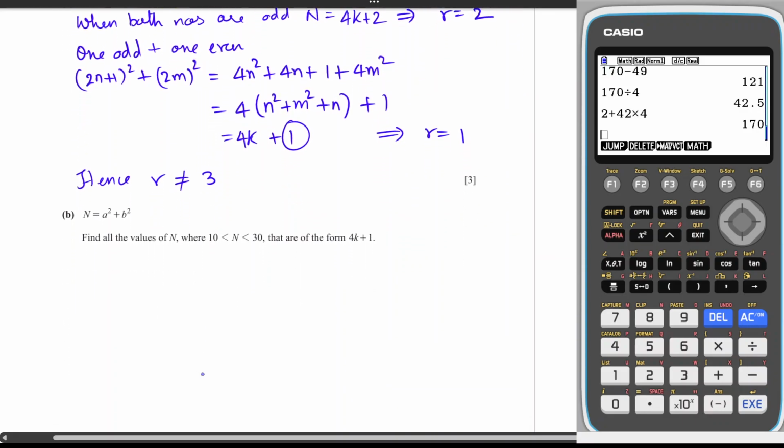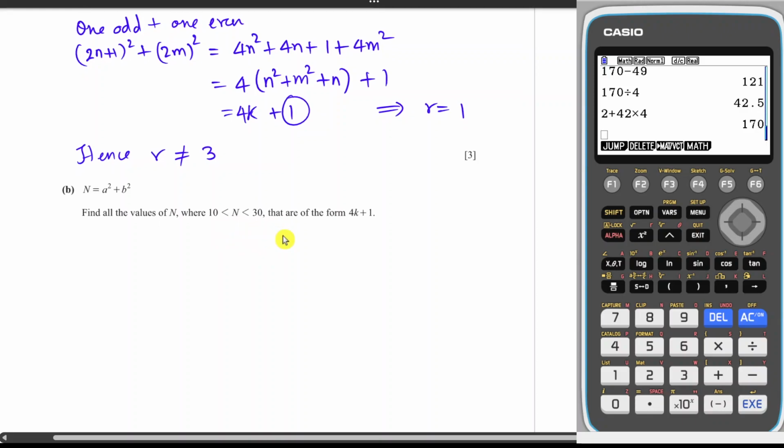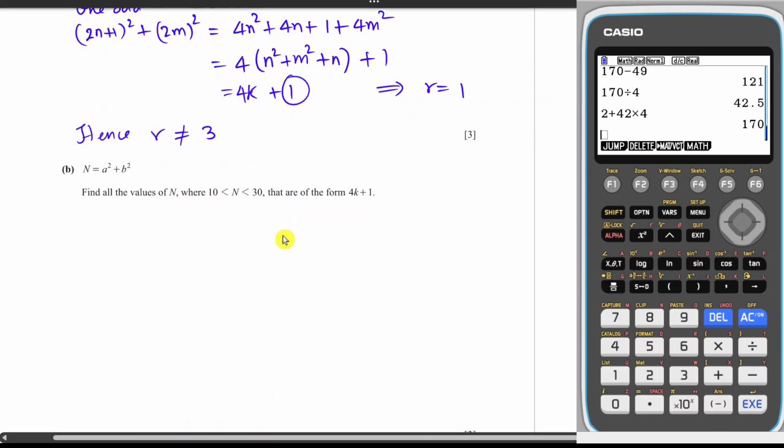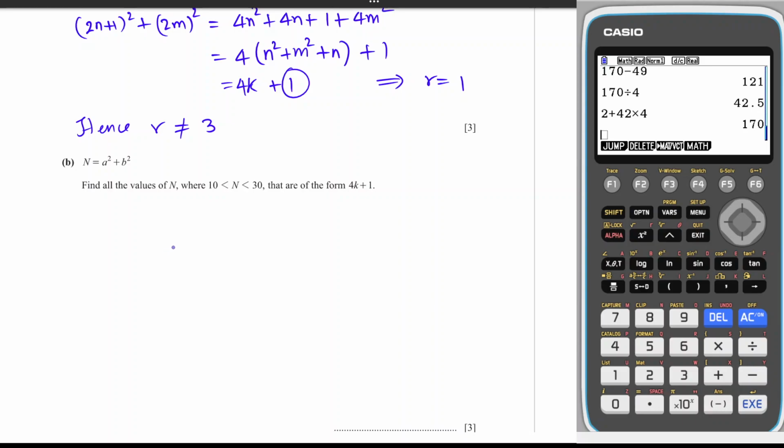n is a square plus b square. Find all the values of n where n is between 10 and 30. Okay, so again over here, you can just make a table here. I just want the values of n such that it is the sum of squares of two numbers.